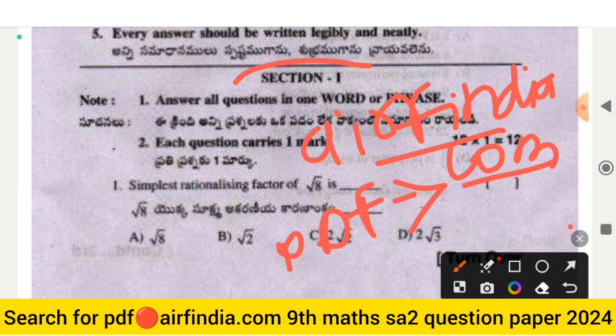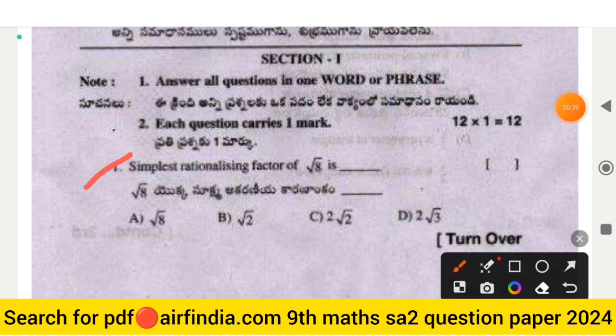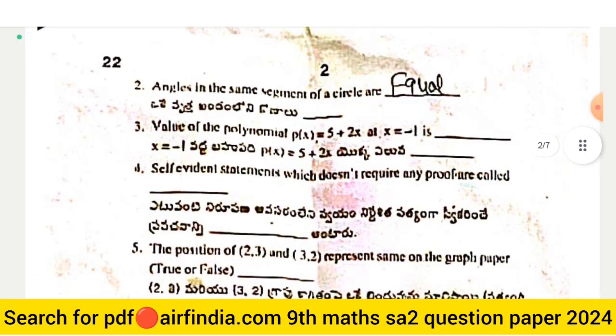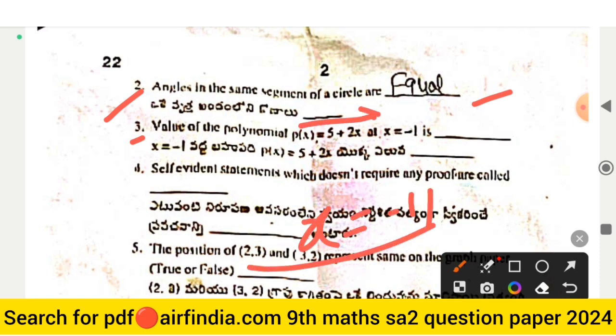Okay, so this is your section first: answer all the questions in one word or phrase. Simplest rationalizing factor of root 8 is, okay, so this is section first of 12 marks, each question carries 1 mark. Okay, this is page number second, and the second question is: angles in the same segment of a circle are equal. Value of the polynomial p of x is equal to 5 plus 2x, where x is equal to minus 1. Then you can put the value of x and solve the equation.